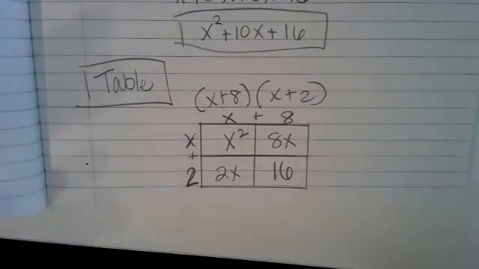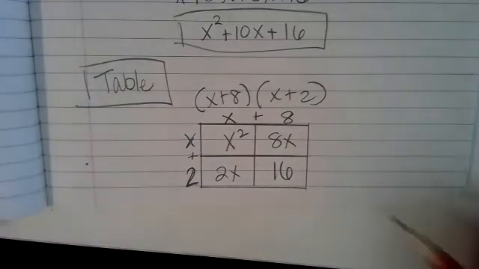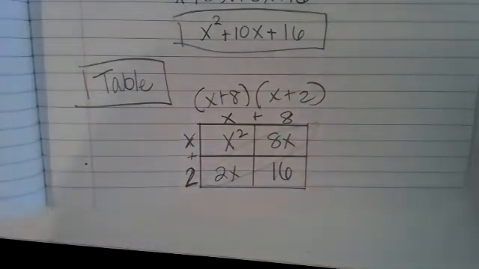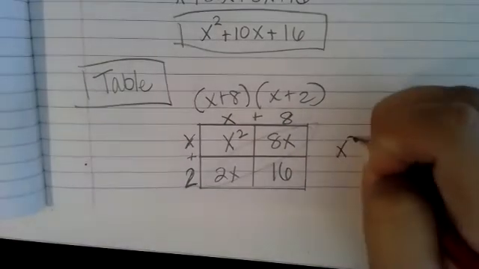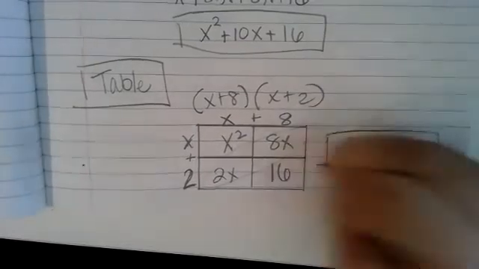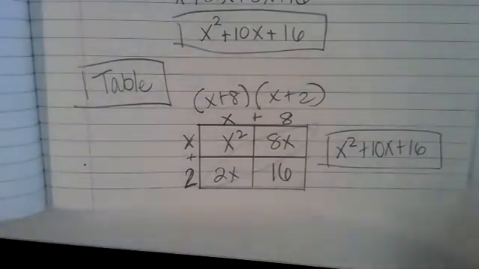So you can see that this is a very easy organizational strategy to keep your things nice and neat. If we look here, these are going to be the like terms that I can combine to make sure it's fully simplified. So this leaves me with x squared plus 10x plus 16. Okay, same answer as before, just a different strategy for organizing our work.